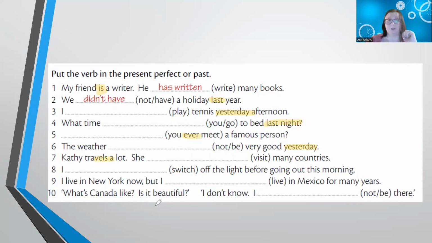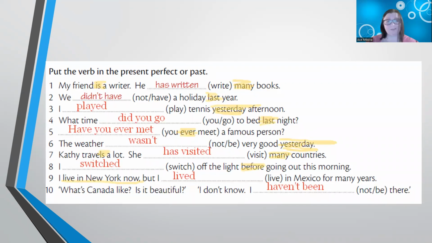Kathy travels a lot. She's alive. Before going out, finished or not? I live in New York now. Is life in Mexico connected with present? And about experience of being to Canada. So, do the exercise and let's go.